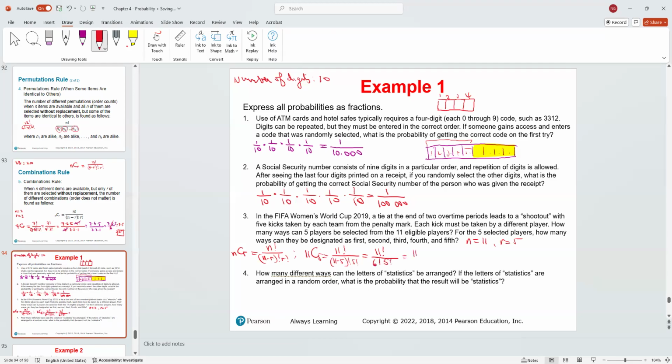Now let's go. We do 11 times 10 times 9 times 8 times 7 times 6. I'm going to cancel 6 factorial because at this point I see 6 factorial. You can only cancel factorials with factorials. So we continue with 11 times 10 times 9 times 8 times 7 over 5 times 4 times 3 times 2 times 1.